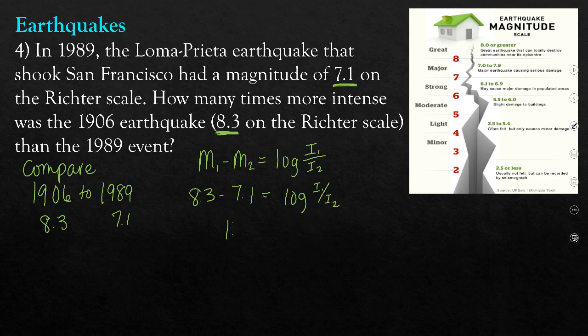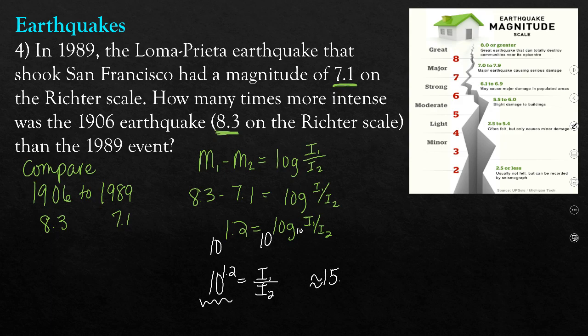So this gives us 1.2 equals log of the ratio of the intensities. And then again, we would exponentiate or rewrite in exponential form: 10 to the power of 1.2 equals 10 to the power of log base 10 of the intensities. So 10 to the power of 1.2 equals the ratio of the intensities. When we type 10 to the power of 1.2 into the calculator, you determine that its value is approximately 15.8489. So we'll just say 15.85.